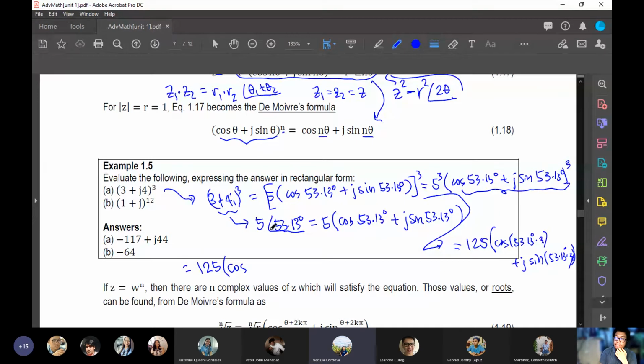53.13 times 3 is 159.39. Alright. But is this number within the principal range? Because we're talking about angle here, is this angle between negative 180 degrees and positive 180 degrees? So this is simply 125 times (cosine of 159.39 degrees plus j sine of 159.39 degrees). And then let's convert this back to rectangular form.